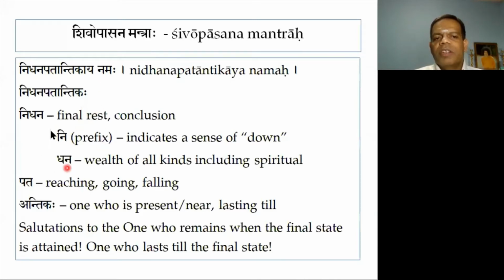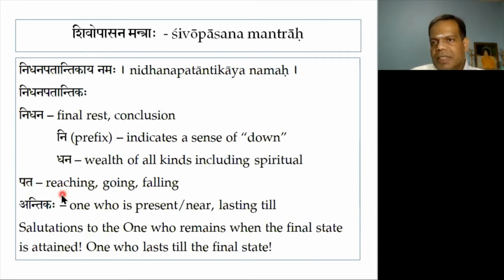Nidhana, we have already looked at it, so I will not go into that. Pata. Pata means reaching. In Tamil, they will say Siva Patam, means you reach the state of Shiva. Shiva Pata. So Pata also means going or falling down, so you go and rest. Also Pata.